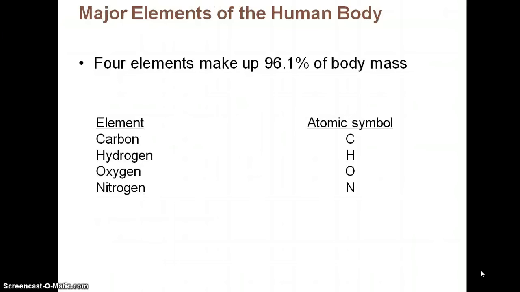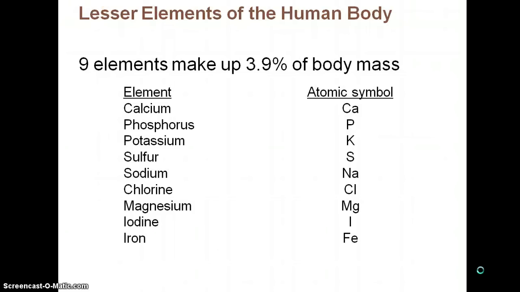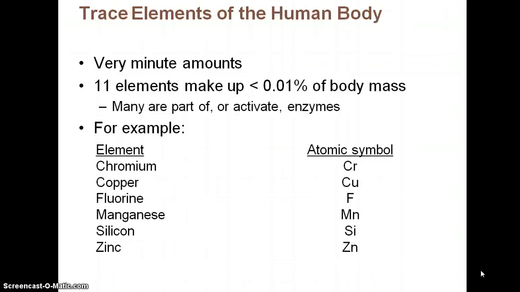Talking about elements in the human body, there are 4 elements that make up most of our bodies, and that's going to be, if you remember CHON, carbon, hydrogen, oxygen, and nitrogen, and that does make up about 96%. Then these 9 elements, so calcium, phosphorus, potassium, sulfur, sodium, chlorine, magnesium, iodine, and iron, make up about 3.9% of our body mass. And then we have trace elements.